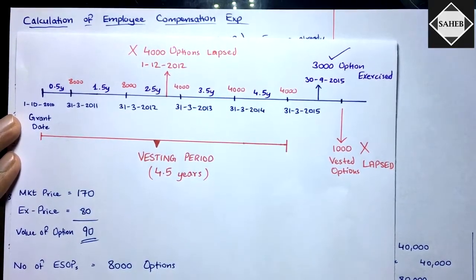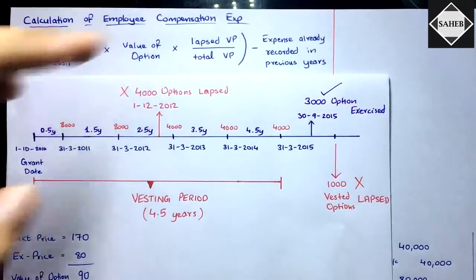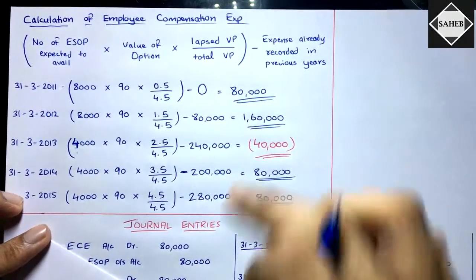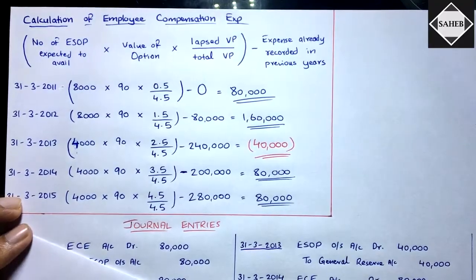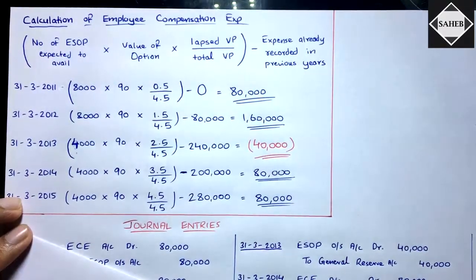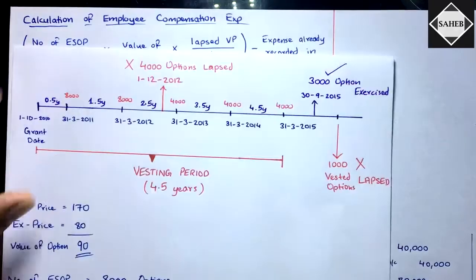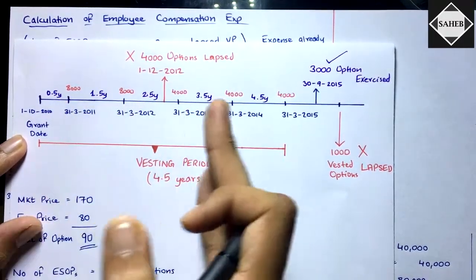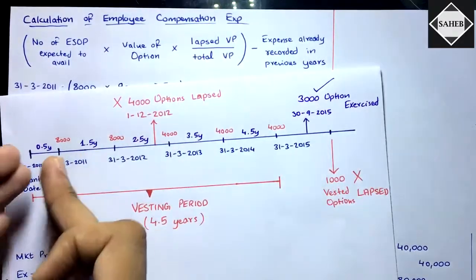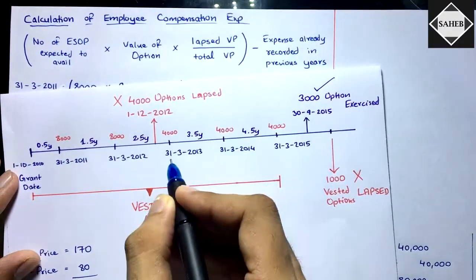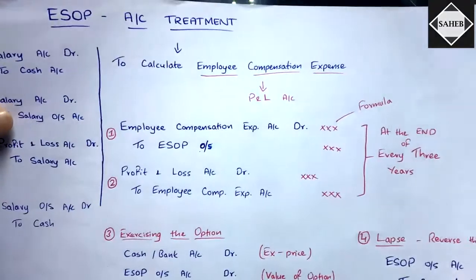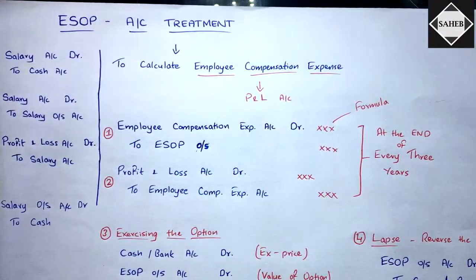So for that we have a calculation called the calculation of employee compensation expense, to work out how much we are going to take to profit and loss every year. Is that clear? There is a formula over here. We are going to go through the formula now, but let me tell you, at the grant date we will not pass any journal entry. At the end of every year, at 31st March, we are going to pass the journal entry for how much expense is to be taken to profit and loss. And then we transfer the expenses to profit and loss, isn't it? So these two entries you have to pass at the end of every year.